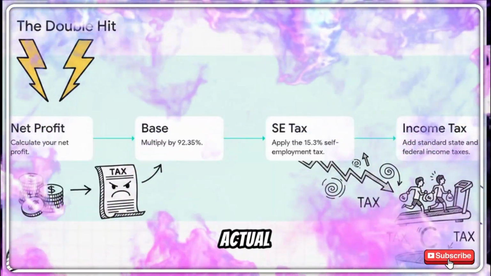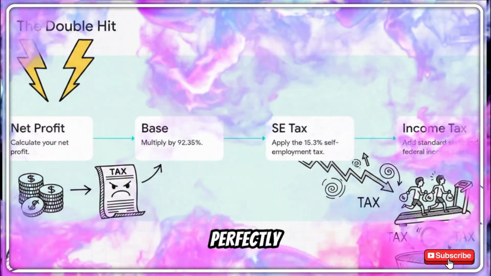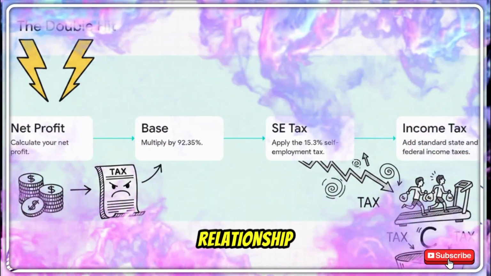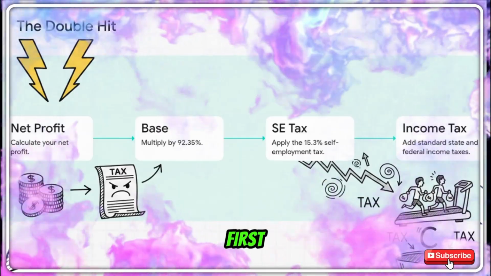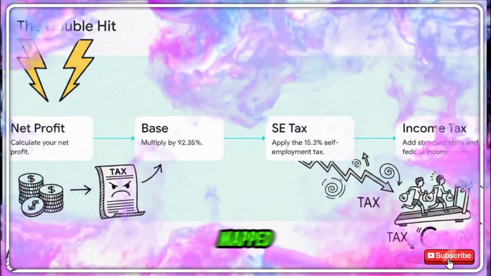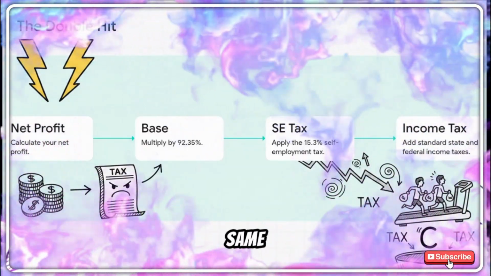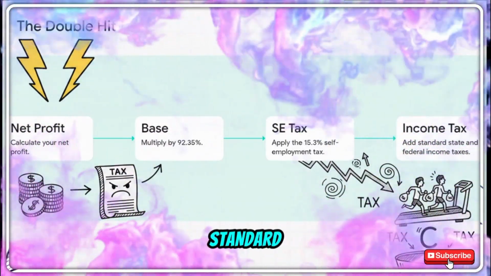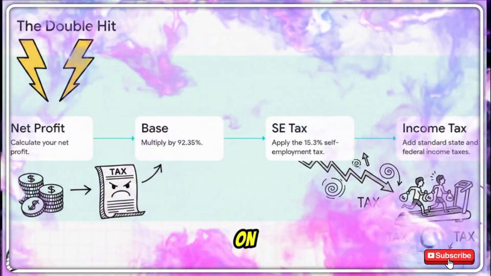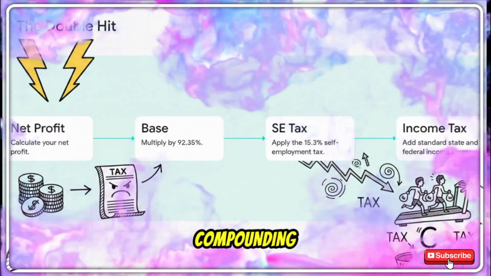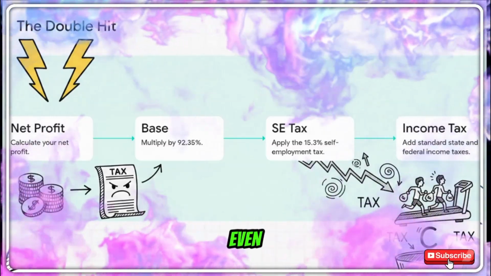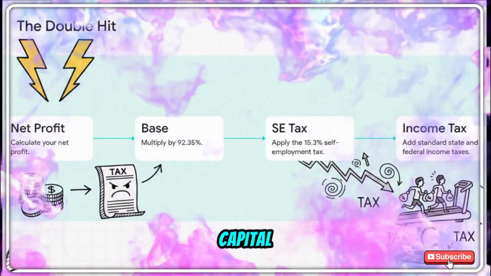If we walk through the actual math step by step, it perfectly proves this compounding double hit effect. The cause and effect relationship here is pretty brutal. First, your net profit is subjected to that hefty 15.3% levy we just mapped out. Then, that very same profit is pushed straight into your standard federal income tax brackets and potentially state income tax brackets too, depending on where you live. It is a compounding extraction that can seamlessly consume 30%, 40%, or even nearly half of your total generated capital.